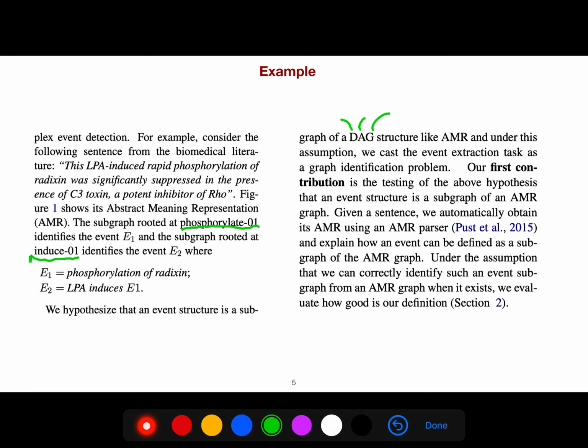Our first contribution is the testing of the above hypothesis that an event structure is a subgraph of an AMR graph. Given a sentence, we automatically obtain its AMR using an AMR parser and explain how an event can be defined as a subgraph of the AMR graph.